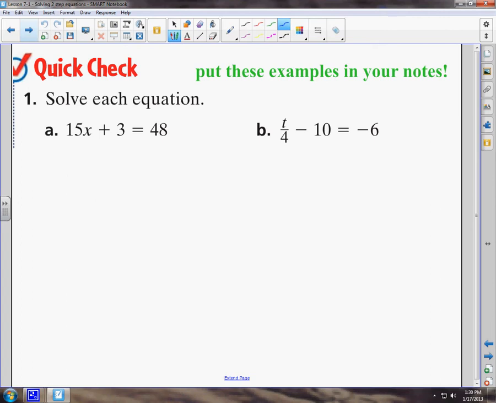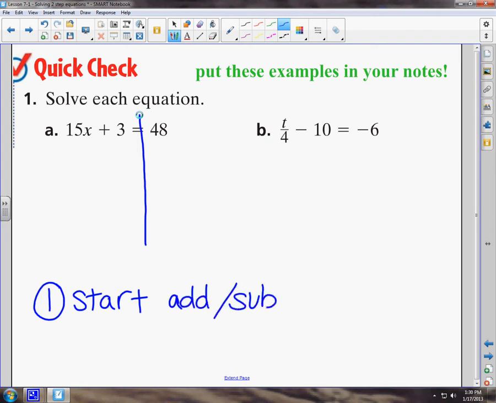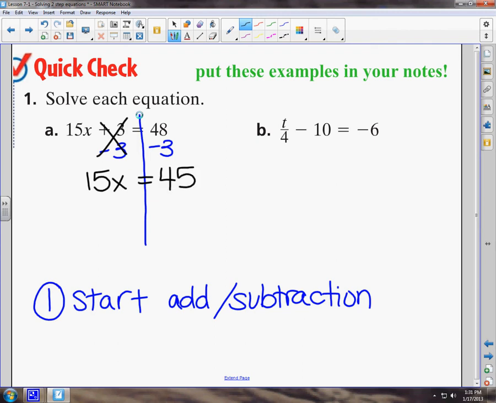Push pause, try to solve them, and then we will go over them. First, if I'm going to solve a two-step equation, I have the equation, I draw my line down the middle. Now, rule number one, write this in your notes: start with addition and subtraction. In this first problem, I see plus 3, so I'm going to start with minusing 3 from both sides. That leaves me with 15x, because plus 3 minus 3 cancel each other off, and then 48 minus 3 is 45.